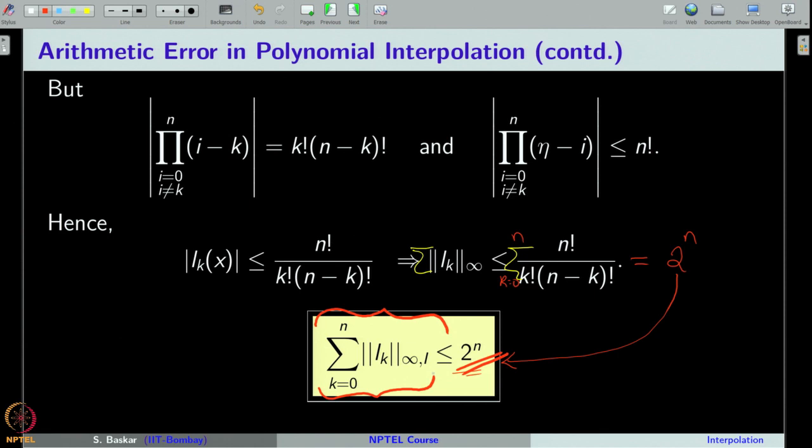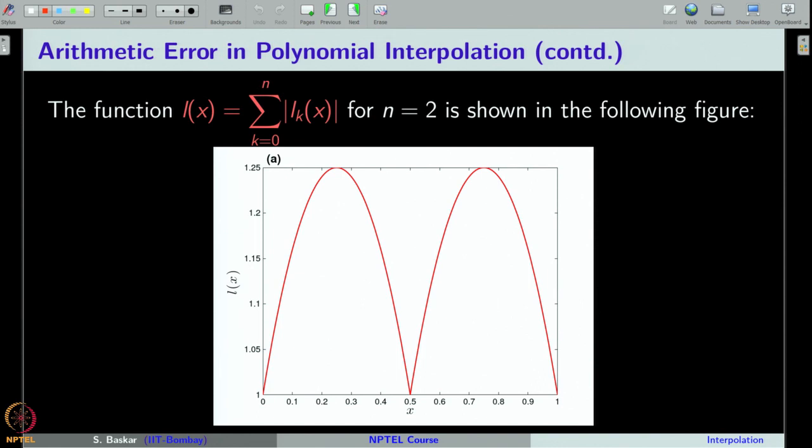It only gives us the chance that this may also grow rapidly, because by growing, this quantity makes room for this guy also to grow, right? But we will also see numerically that this quantity also grows rapidly. For that, let us take the function L of x, and we will plot this function for each n. Let us start with n equal to 2. The graph of the function L of x is shown in this figure, where the red line indicates the graph of the function L of x given by this.